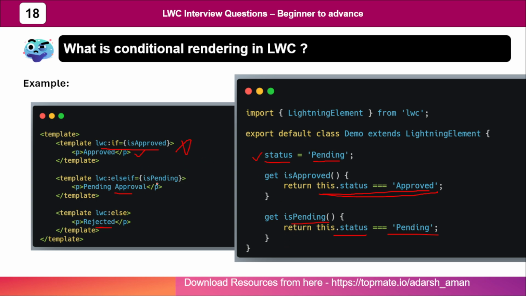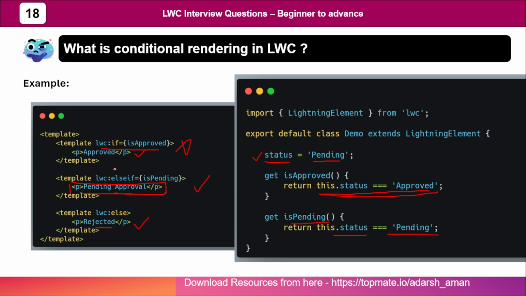As soon as this receives a true value, it will show whatever is inside this template on the UI, right? So this pending approval will be displayed on the UI and it stops there. It won't go to the else condition here. So on the UI you will only see this pending approval. If, let's suppose, isPending is also false, then this will go to else and it will display the rejected value here, right? So this is how conditional rendering works.